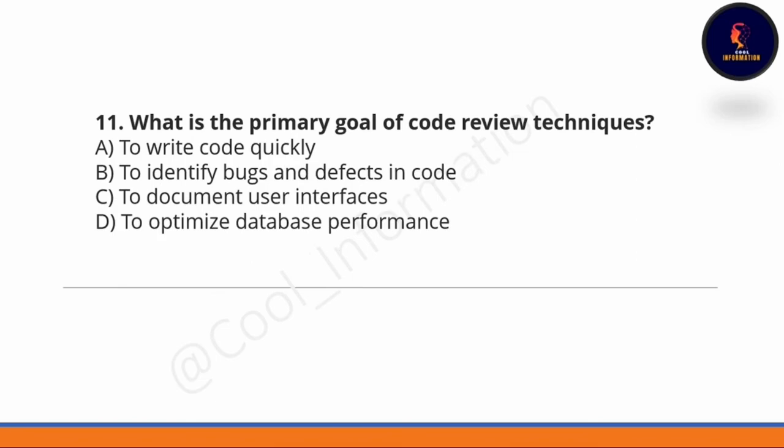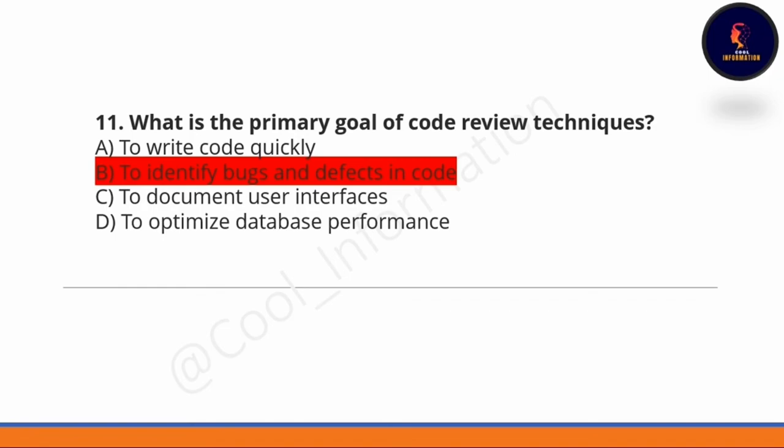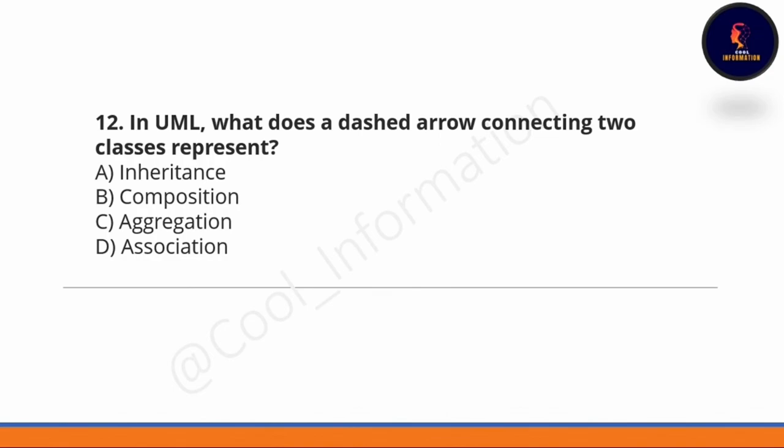Next question, what is the primary goal of code review techniques? Option B is correct. The primary goal of code review technique is to identify bugs and defects in code. Next question, in UML, what does a dashed arrow connecting two classes represent? Is it inheritance, composition, aggregation or association? Option C is correct. Aggregation is represented by a dashed arrow connecting two classes.